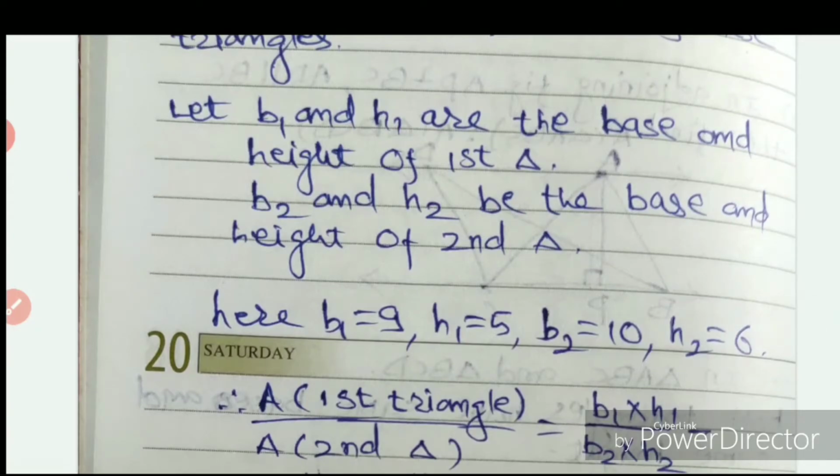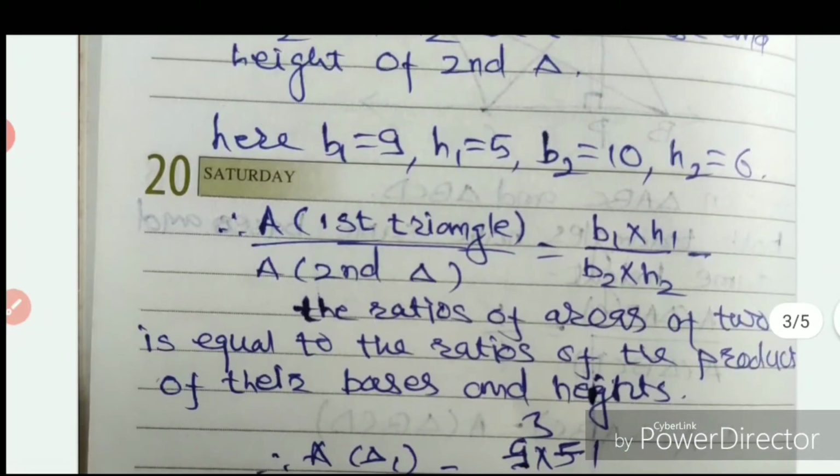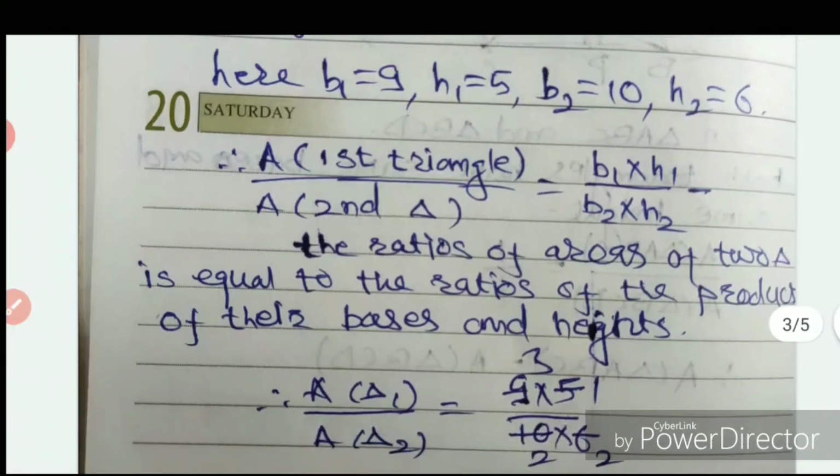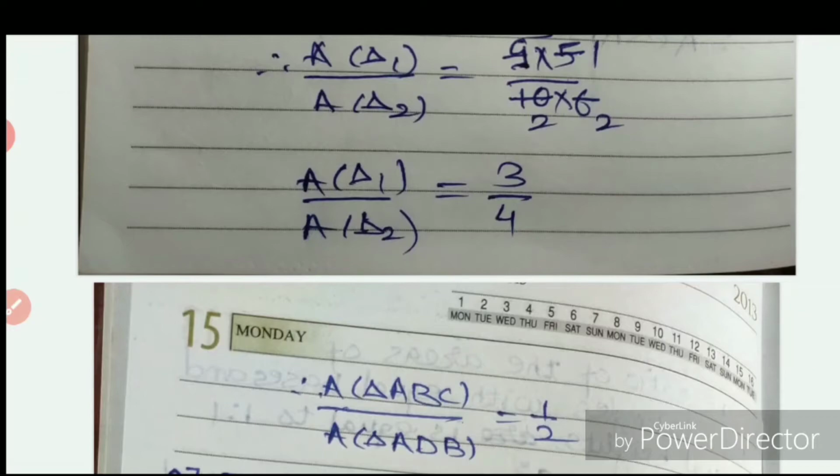Therefore, area of first triangle divided by area of second triangle is equal to B1 into H1 divided by B2 into H2 by property first. Which is property first? The ratio of areas of two triangles is equal to the ratio of the product of their bases and heights. Therefore, area of first triangle divided by area of second triangle is equal to 9 into 5 divided by 10 into 6, putting the values of B1, H1, B2, H2. Hence, we have the ratio of areas of these two triangles is equal to 3 by 4.